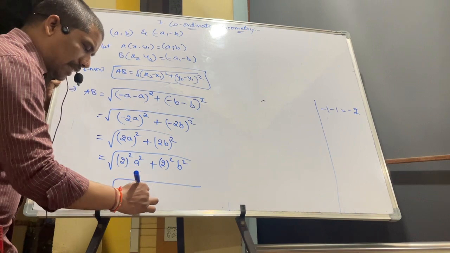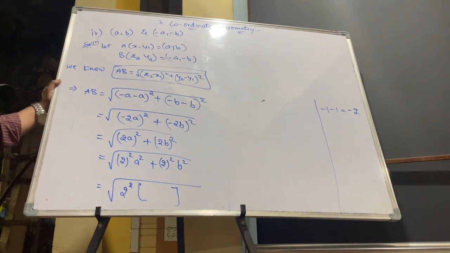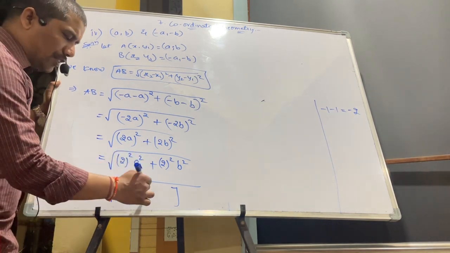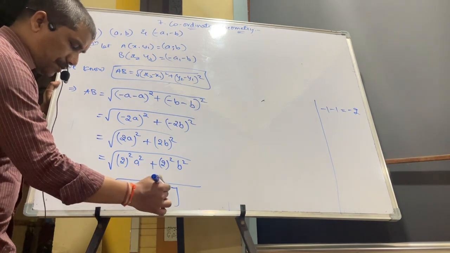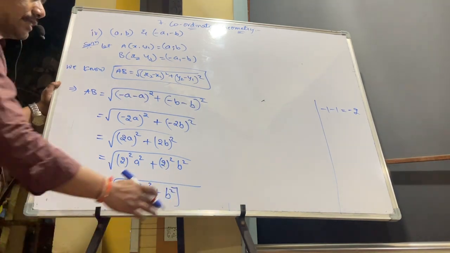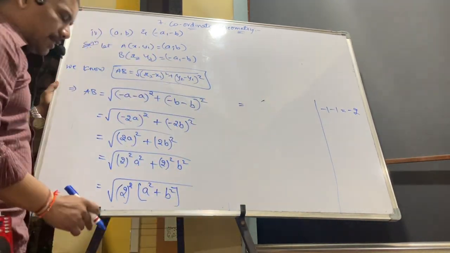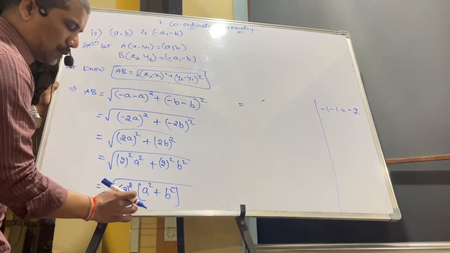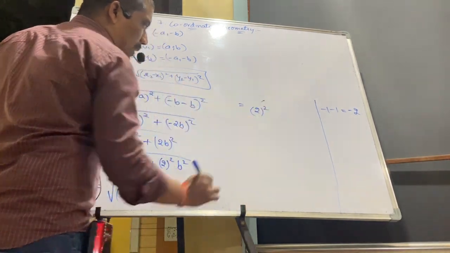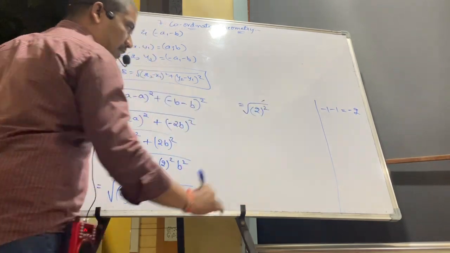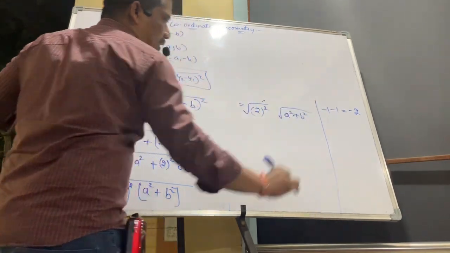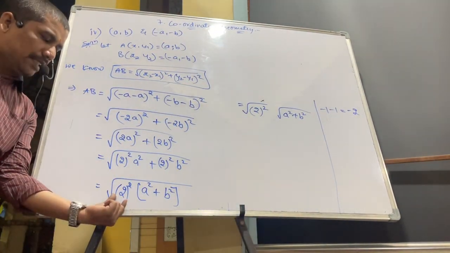So we'll write it outside the bracket. 2 square I'm writing outside the bracket. Now 2 square came out; what is left is A square, plus B square is left from the second term. Next, see, this is one term, this is one term. Two terms are there now, so separate this: square root of 2 square, and square root of A square plus B square. Clear? Because this is one term and this is one term.